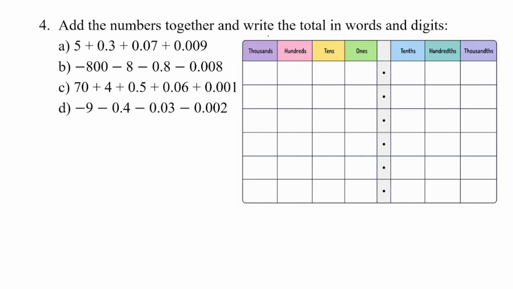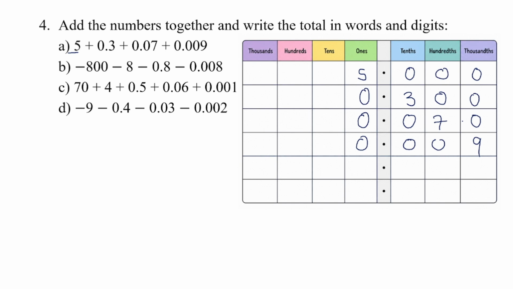Add the numbers together and write the total in words and digits. Right, let's start with this one. This is 5, so it's 5 ones. We write it here. Then it's going to be 0.000. And then we have 0,3, so it's 0.300. And then we have 0.070. And then we have 0.009. Then we can add this.